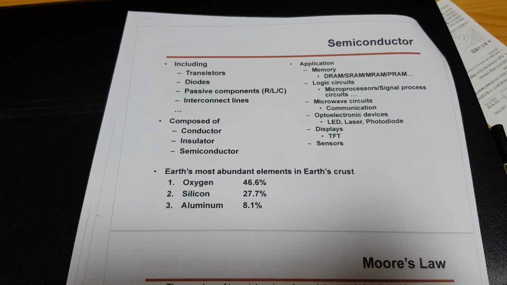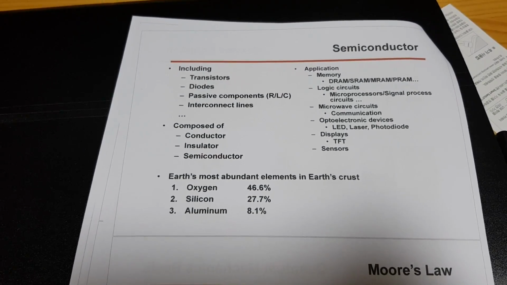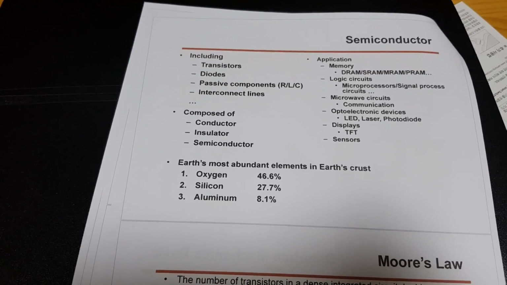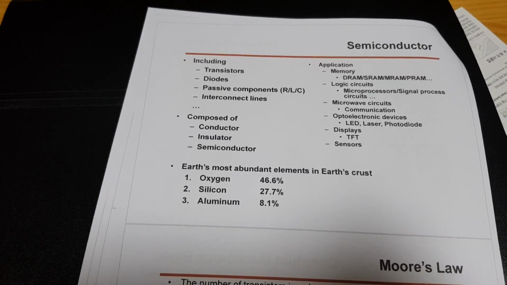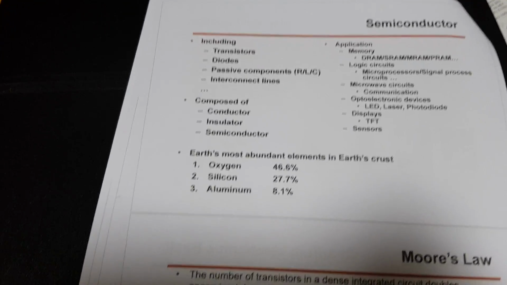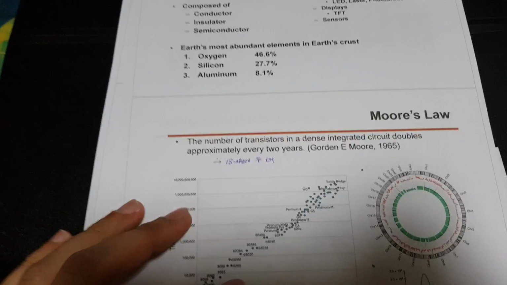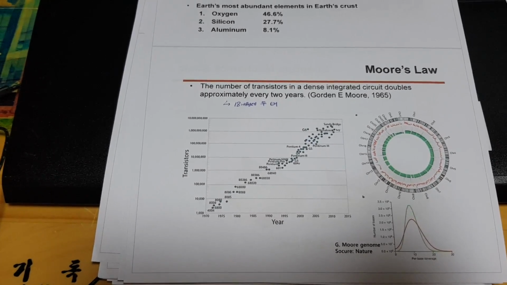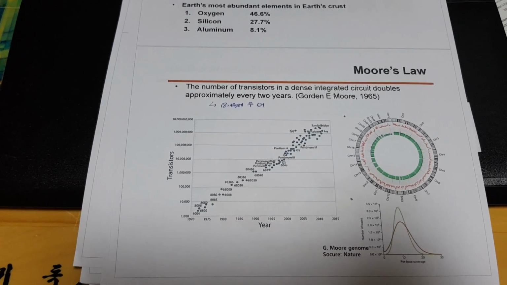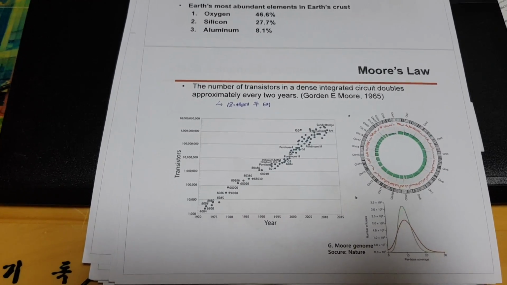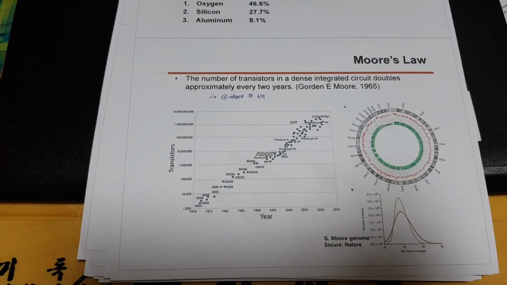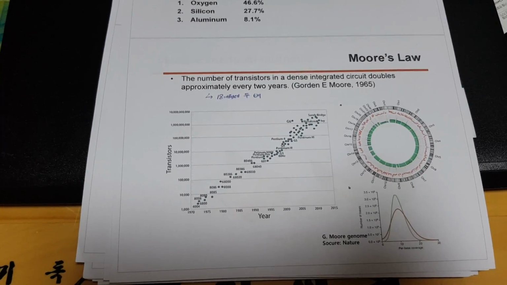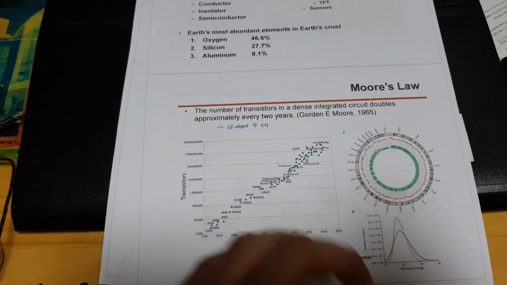And for semiconductors, it includes transistors, diodes, and passive components such as RLC, and it applies to memory, logic circuits, etc. And next I'm going to introduce Moore's law. Moore's law is that the number of transistors in a dense integrated circuit doubles approximately every 2 years, and the law was defined by Gordon E. Moore.